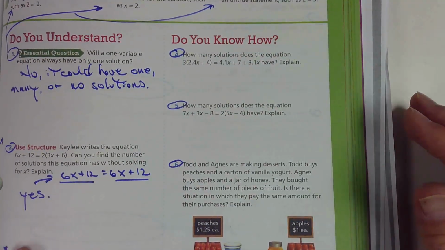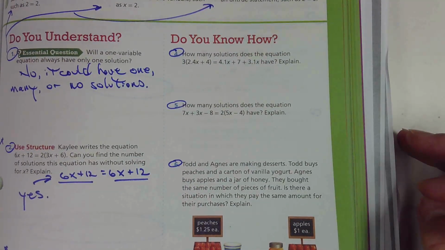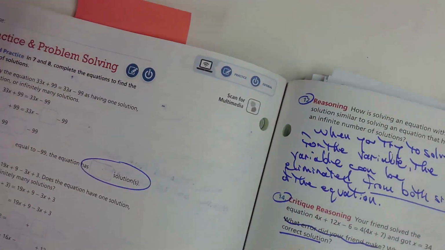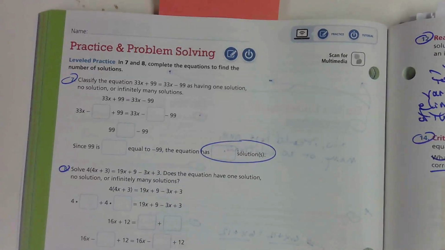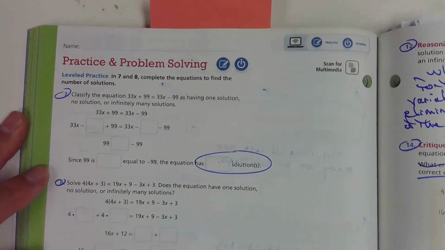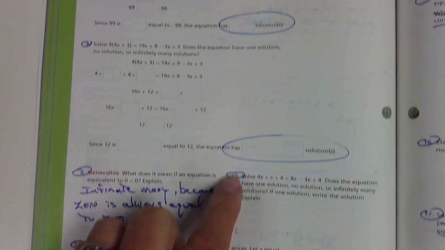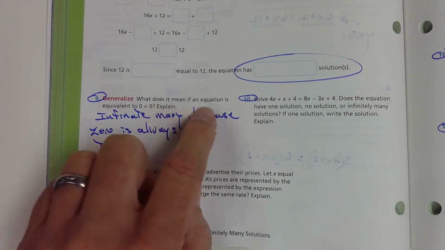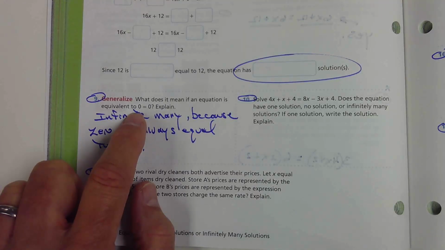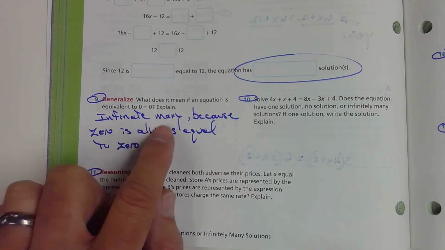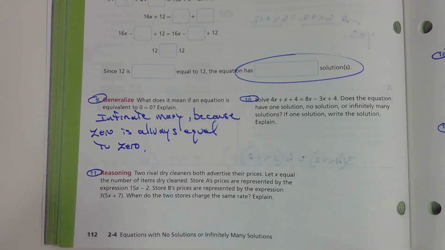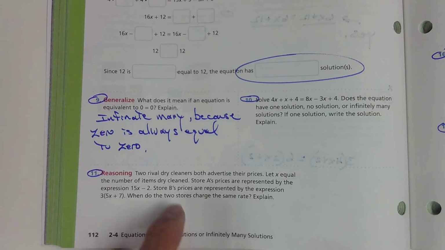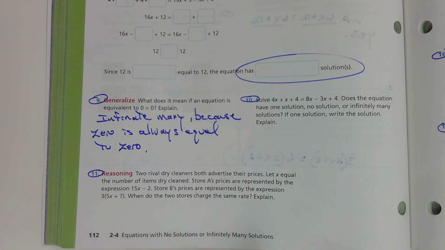Hang on. I don't want to run out of time here. 4, 5, and 6, circle those. After you're done doing that, can you go back to the Try It so I can copy it? 7. I'm just worried about the last box. 8, just the last box. 9, it says, what does it mean if an equation is equivalent to 0 equals 0? So infinite many, because 0 is always equal to 0.